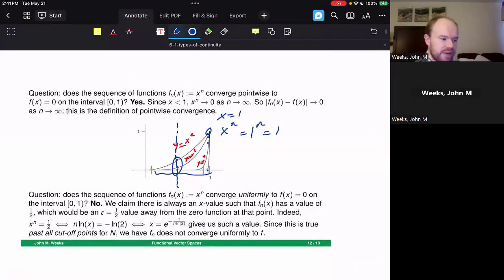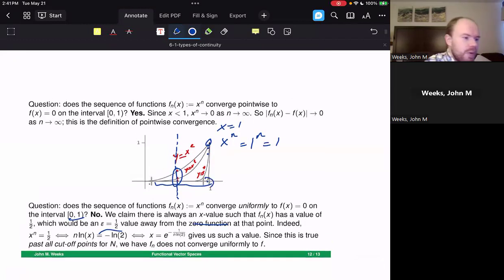So going to this idea, is it true that the functions x to the n converge uniformly to f of x equals 0, even on the interval from 0 to 1, open on the one side? The answer is no. It still does not. We claim that there's always an x value such that f sub n of x has a value of 1/2. Note that that would always be an epsilon value of 1/2 away from the 0 function, where we're claiming that every point going from 0 to 1, not including 1, would converge toward.